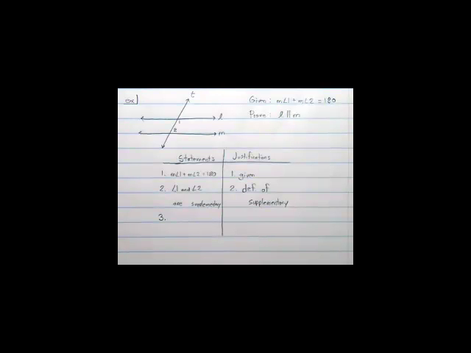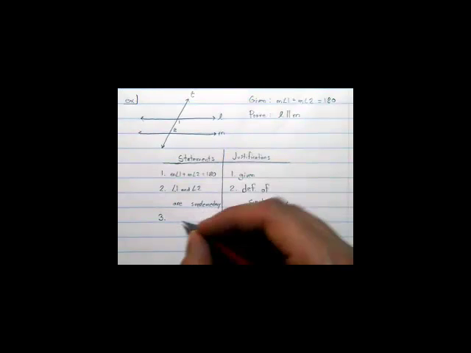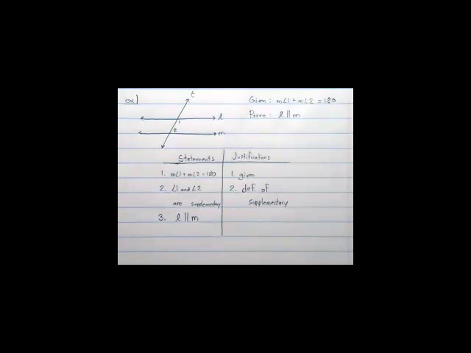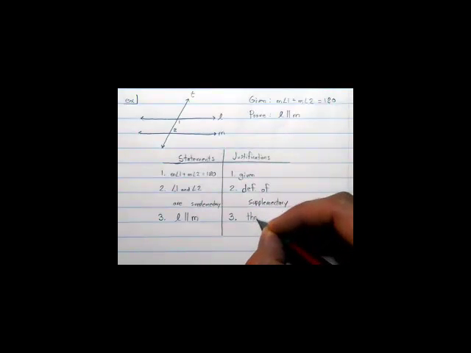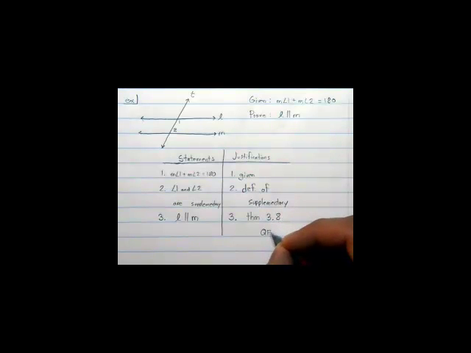I know angle 1 and angle 2 are consecutive interior angles based on the picture, so I can go right to L is parallel to M. And how do I know L is parallel to M? Theorem 3.8. Okay, it's that kind of stuff.